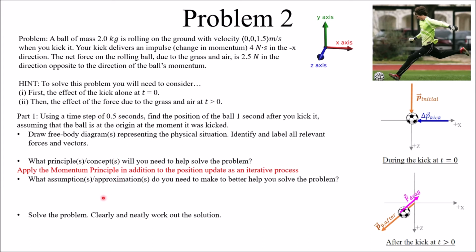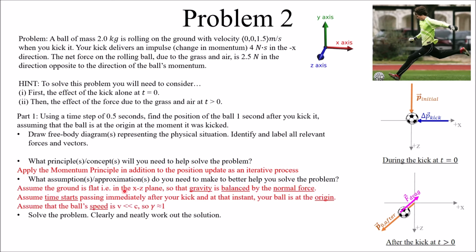Some of the assumptions that we might make: we're going to assume that the ground is flat, and that it is the XZ plane. And we are going to assume that in the y-axis we don't really have too much going on that's interesting. We have normal force up and gravity down, which are canceling each other out. We're also going to assume that time starts immediately after the kick, and at that exact instant the ball is at the origin, so the position 0, 0, 0 is right after the kick. We're also going to assume that the ball's speed is much, much less than the speed of light, so gamma is approximately equal to 1. We don't have to consider relativistic effects, and now we're going to solve the problem.